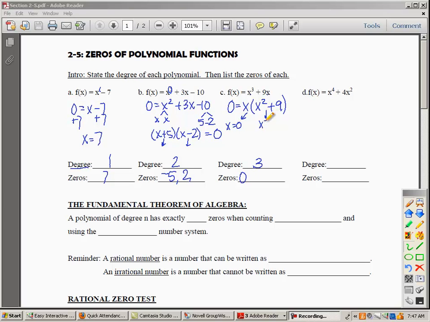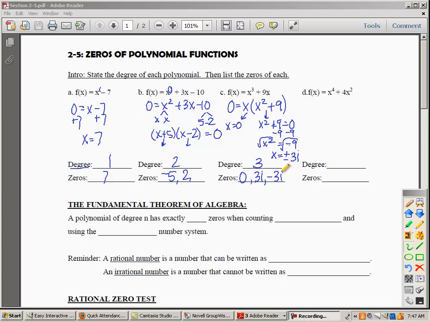If I set the second one equal to 0, I cannot factor because of this plus. The sum of squares is not factorable, so I'm going to set this equal to 0 and solve it. X squared is negative 9. Remember that when you square root, you get 2 answers, a plus and a minus. A negative underneath the square root means there's an i, and the square root of 9 is 3. So I have another 0 of 3i and a third 0 of negative 3i. Okay, so we're bringing the complex zeros back from section 2.4.